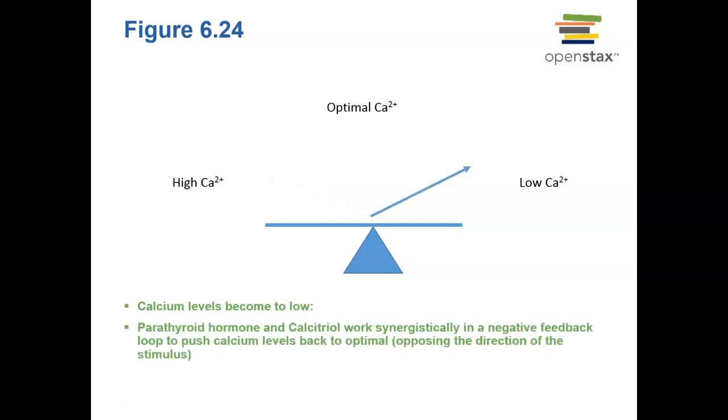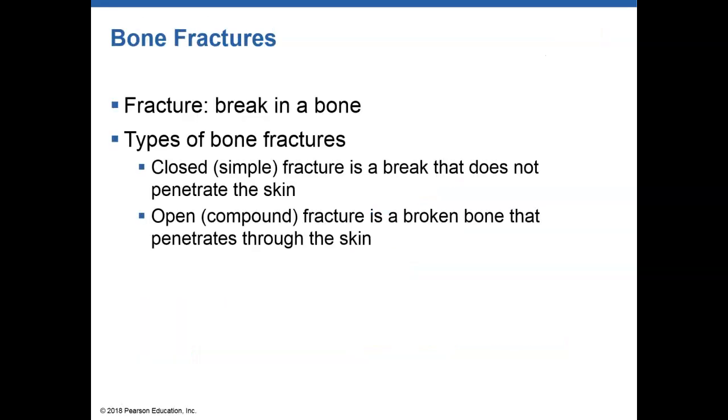If calcium levels go too low, this is when parathyroid hormone works. So parathyroid hormone decreases the amount of bone calcium by causing bone breaking cells, osteoclasts, to break bone down, and that releases the calcium into our blood, bringing our blood calcium levels back to normal again. So these are both negative feedback mechanisms that push us back to homeostasis.